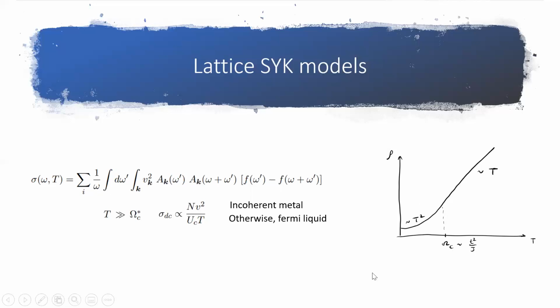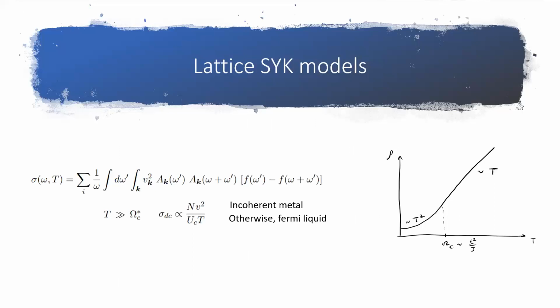Wait, what they call an incoherent metal is the thing that goes as T, not as T squared, right? I'm not sure actually. I think they mean T squared is a sign of Fermi liquid, so they want it to be like a Fermi liquid, and T is non-Fermi liquid. I'm not sure about this. This linear in T part is usually called a Planckian metal.